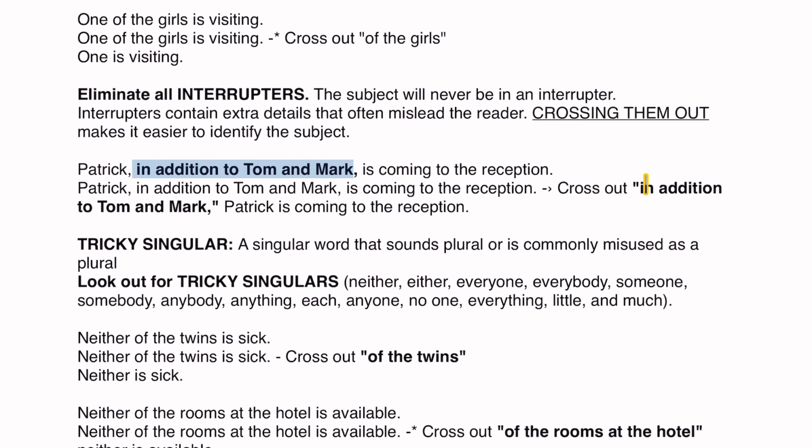Patrick, in addition to Tom and Mark, is coming to the reception. طيب if we cross out in addition to Tom and Mark الغيهم، مش عاوز مع انهم جم الحفلة، يبقى الجملة شكلها Patrick is coming to the reception. طب توم and مارك دول بيحببوا ايه في الجملة؟ ولا حاجة، دول اسمهم interrupters. صحيح they contain extra details معلومات زيادة ولكن misleading to the reader.